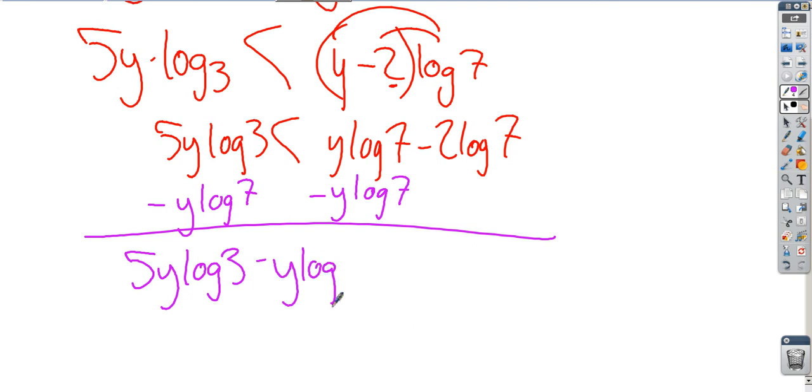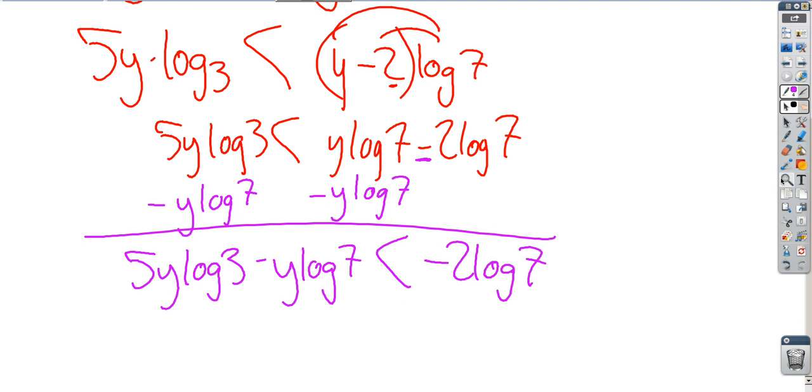This looks confusing because of all these logarithms here. By the way, that's a negative 2 log 7. This looks confusing, but keep in mind these are like numbers. Log 7, if you put that in a calculator, it's a number. It's like 0.8 or 0.9. So this is almost like saying, 7y minus 0.8y or something like that. So it's not meant to be all that imposing.